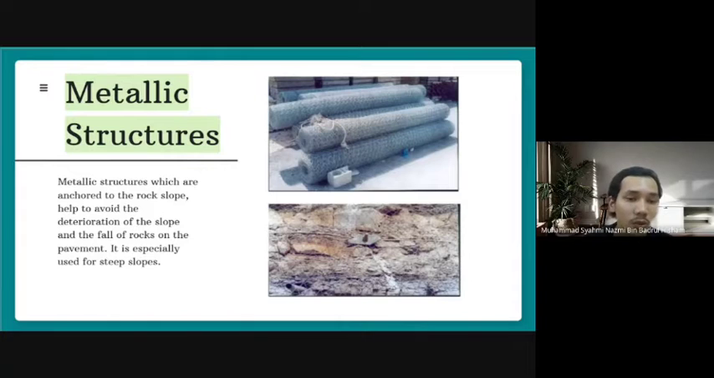Okay, what about metallic structure? Metallic structure which are anchored to the rock slope help to avoid the deterioration of the slope and the fall of rock on the pavement. It is especially used for steep slope.